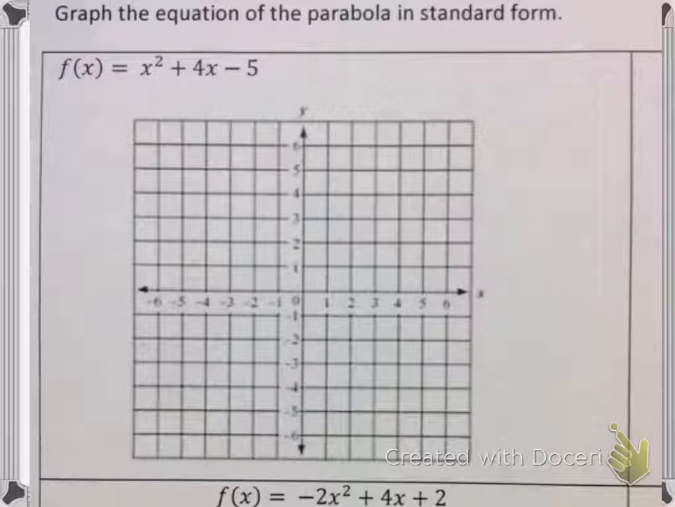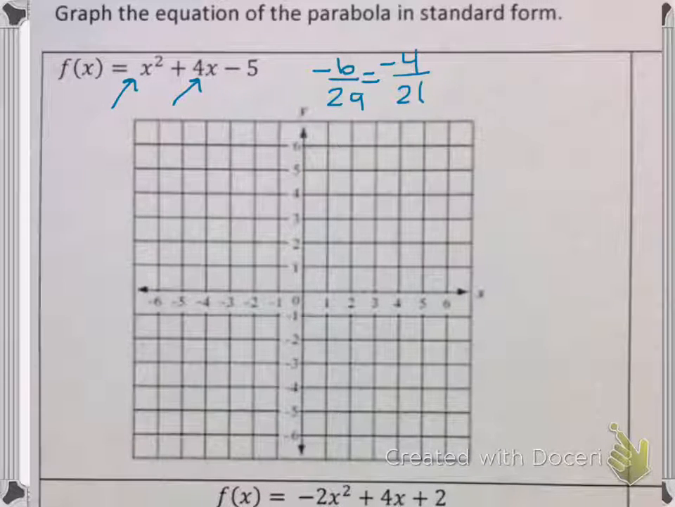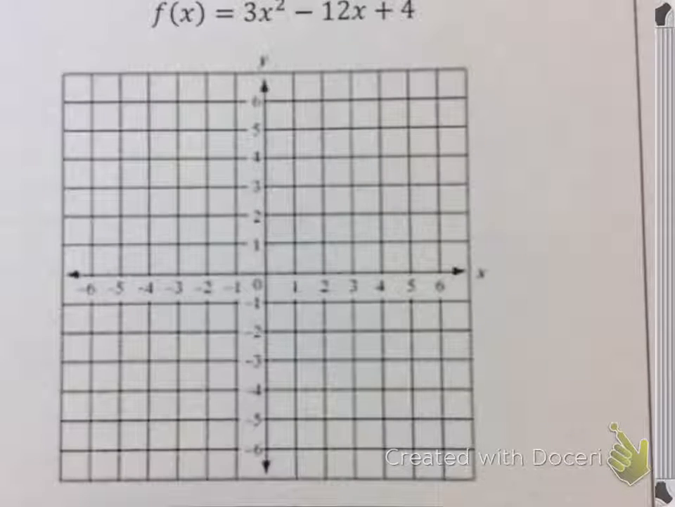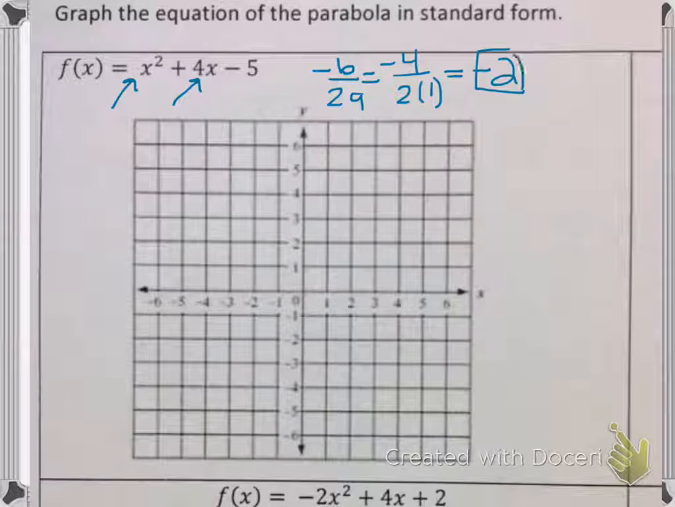So we're going to graph the equation of the parabola in standard form, and it's x squared plus 4x minus 5. So the first thing I'm going to do is follow that formula, the opposite of b over 2a. The opposite of b would be negative 4, and then I'd have 2 times a, and my a value will be 1. So 2 times 1. So I really have negative 4 divided by 2, which would be a negative 2. This tells me the x value of my ordered pair, that's my vertex point.